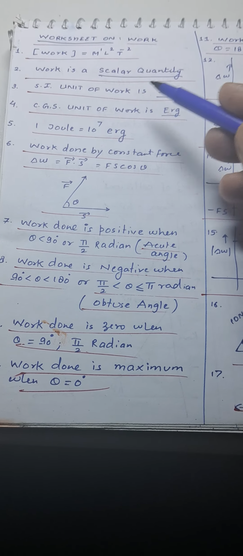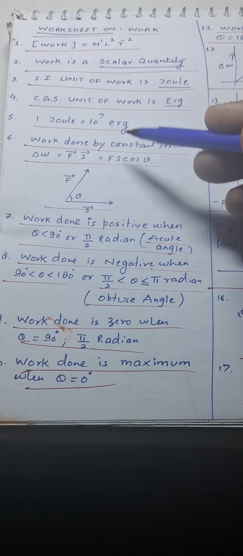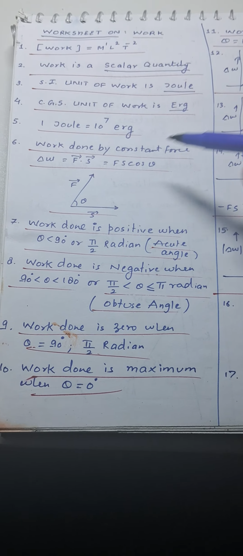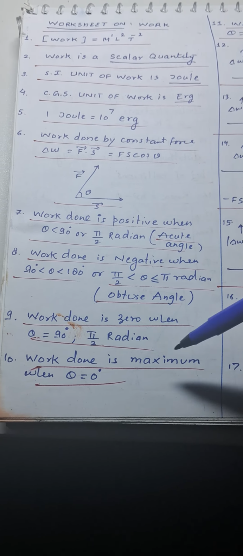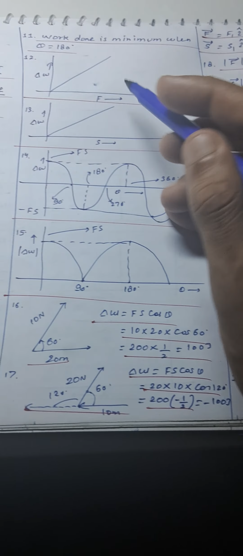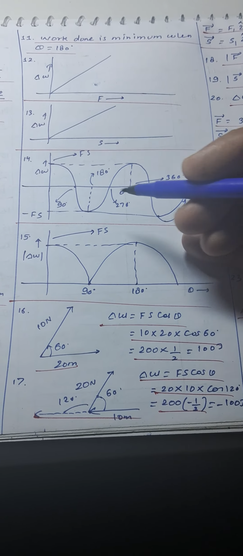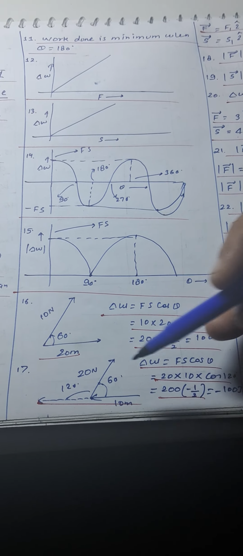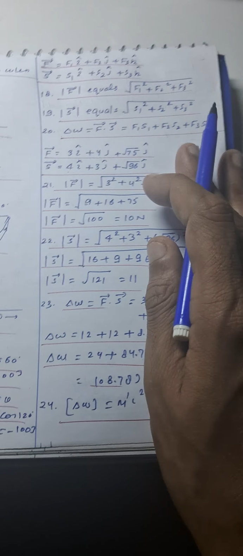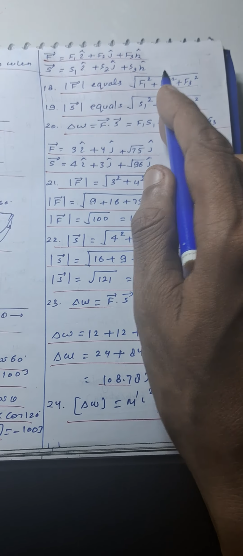Basically the dimension, work is a scalar quantity, SI unit, CGS unit, relation, work done by constant force, conditions for positive work, negative work, zero work, maximum work, minimum work, work force graph, work displacement graph, work theta graph, modulus work theta graph, vector based problem on that. Then vector based problem when force and displacement are given in vector form.